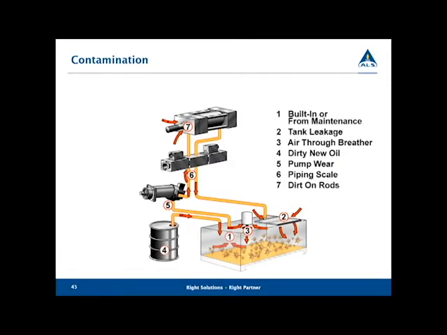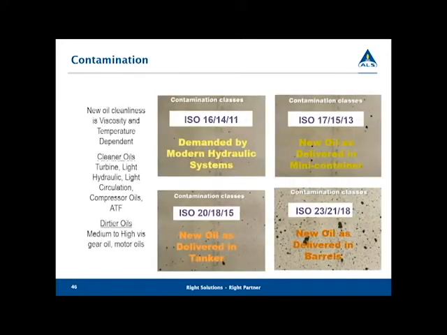Now, we talked about particle ingress, and here's a really quick little schematic diagram of a hydraulic system. There are a lot of different ways, at least 7 easy ways, in which particulate can get in there and destroy us. It's either built in from maintenance, tank leakage, through the breather, all the way down to dirt on the rods. All kinds of opportunity for things to get in there. Once again, some of this can be eliminated with better filtration and better methodologies.